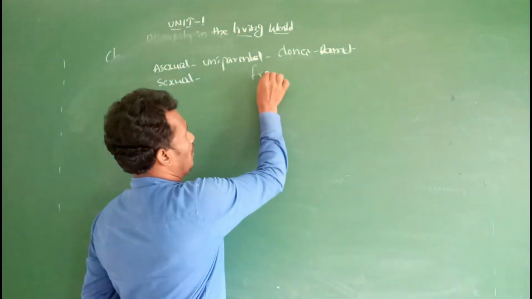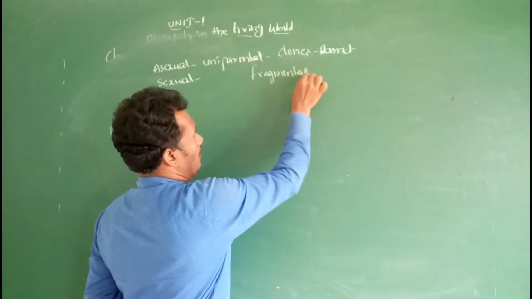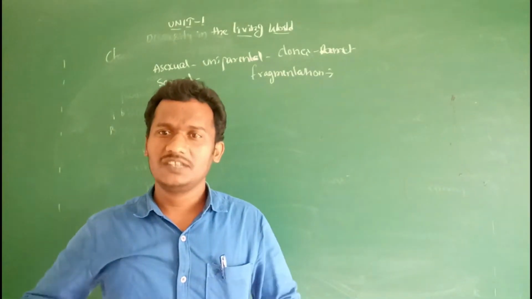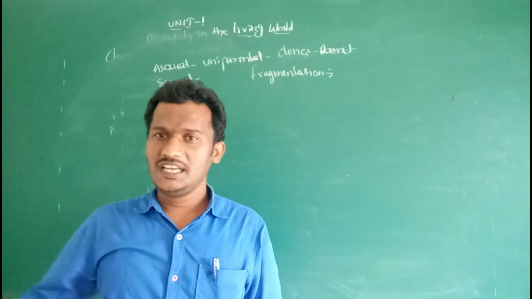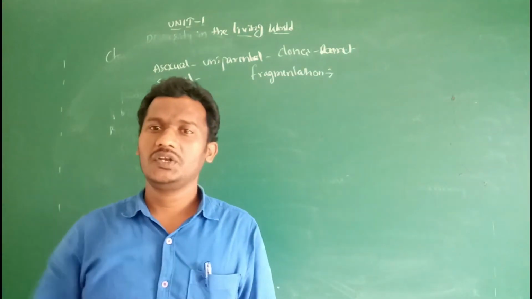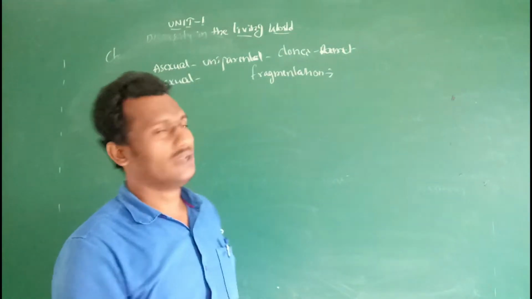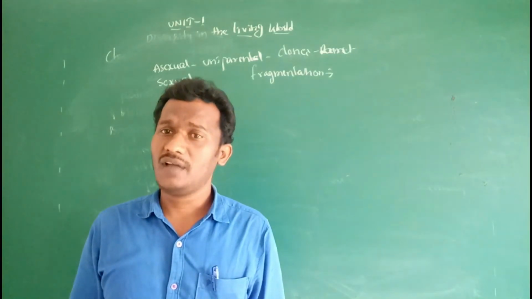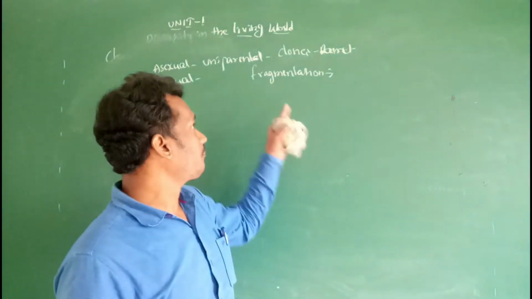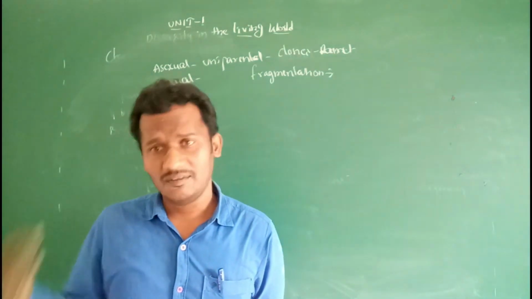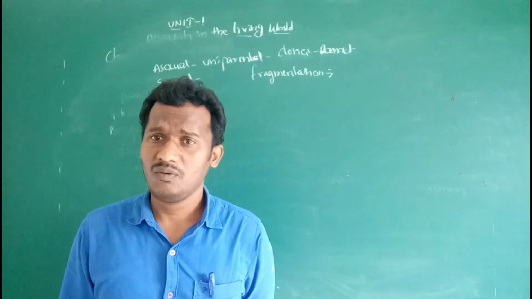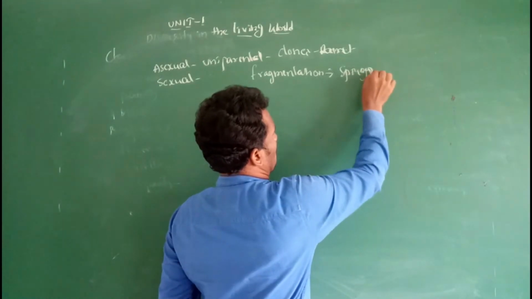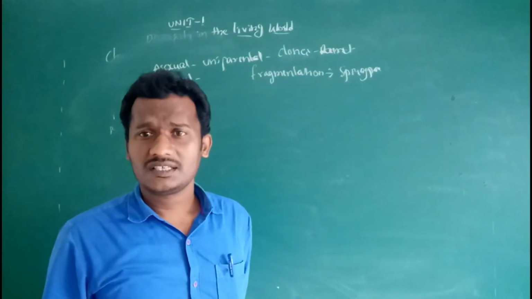For example, fragmentation. Fragmentation means the parental body, due to some adverse conditions, breaks into small fragments, and each fragment has the ability to develop into a new adult organism. Generally fragmentation takes place in lower organization of plants and some animals: algal members, some fungal members, bryophytes and pteridophytes. Examples: Spirogyra.